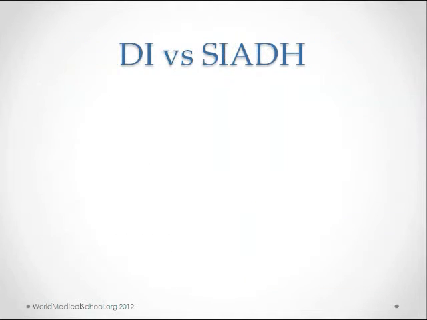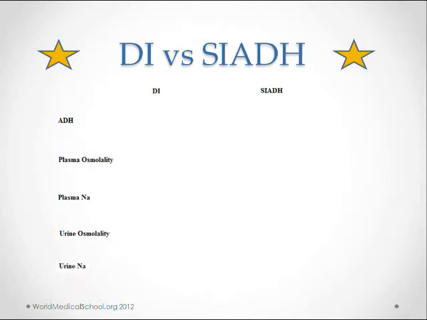Now let's compare lab values in diabetes insipidus and SIADH. ADH in diabetes insipidus is normal to low, which means the kidney is unable to absorb water. So plasma osmolality and sodium will be high. And since there is too much water in the urine, urine osmolality and urine sodium will be low. And finally, in SIADH, the lab values will be exactly opposite to those of diabetes insipidus.